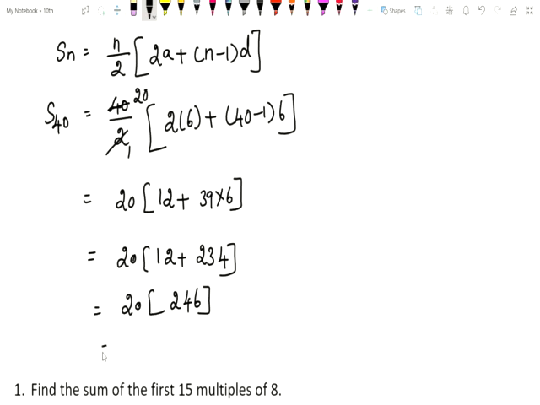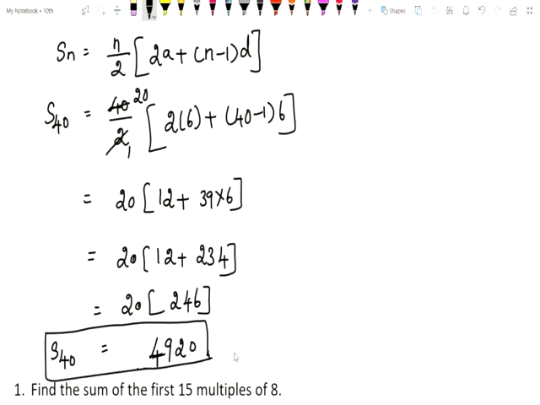Multiply with the 20, 0 just you write it, just multiply by 2. 2 6 are 12, so 2 remaining 1, 2 4s are 8, 8 plus 1, 9, 2 2s are 4. So S40 equal to, what is the answer? 4920. You understand, children? See the next one.